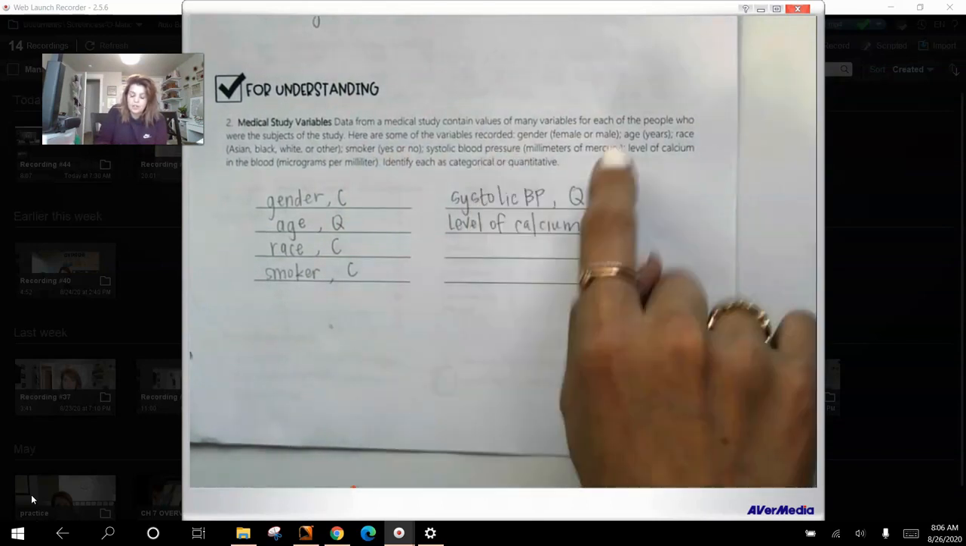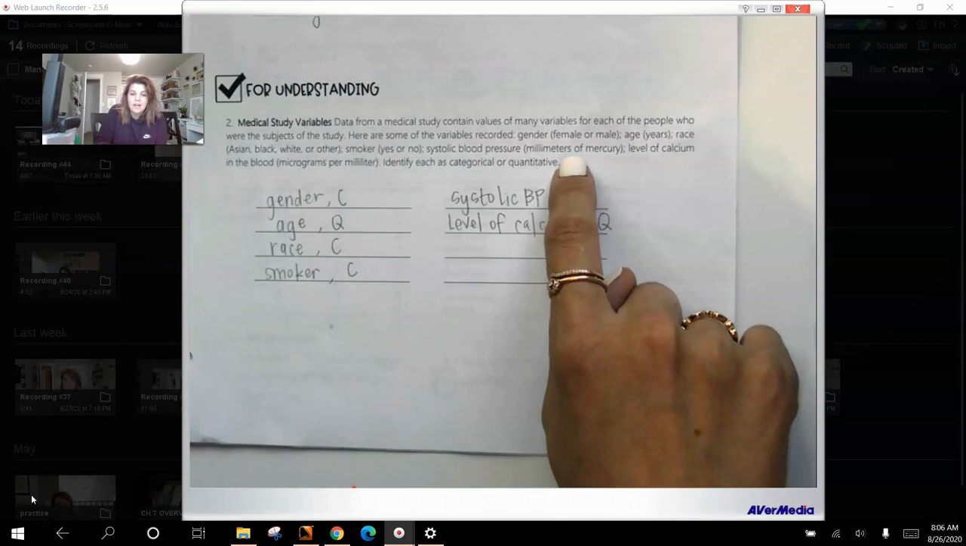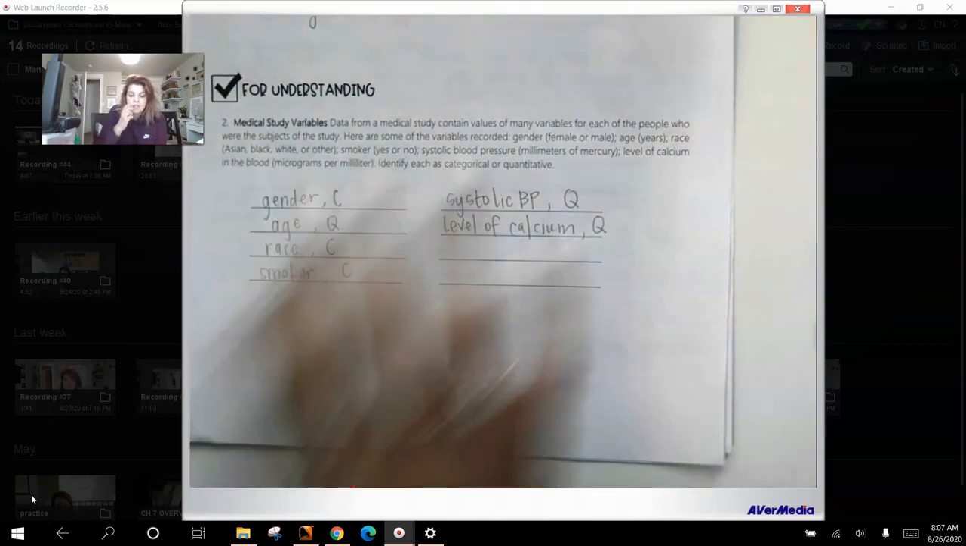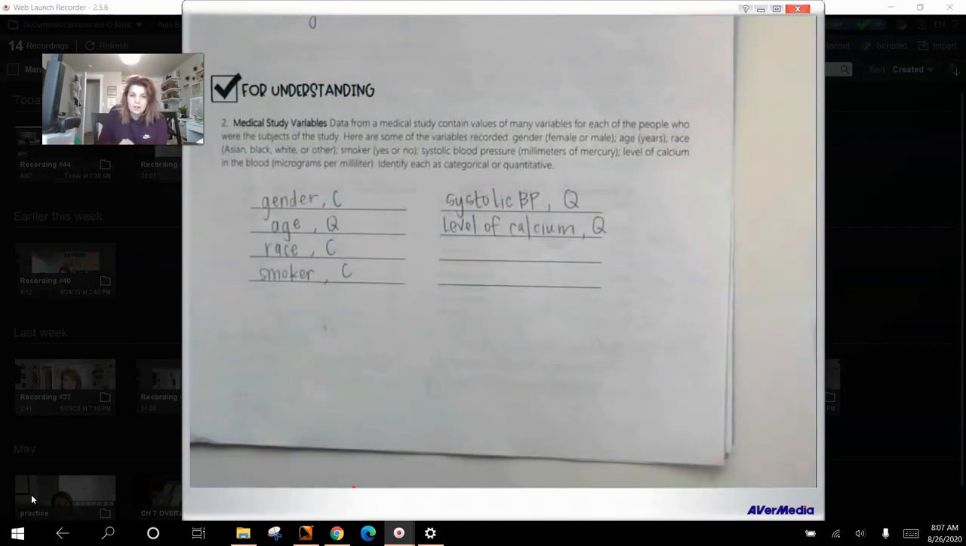Systolic blood pressure is measured in millimeters, which means you're working with a number. So that's got to be quantitative. And then your level of calcium is micrograms per milliliter. So that means like 10 or 11 or 50. So that is also quantitative. So you had 3 categorical and 3 quantitative.